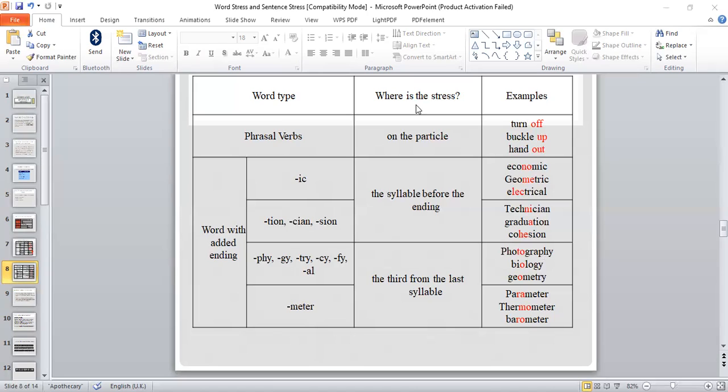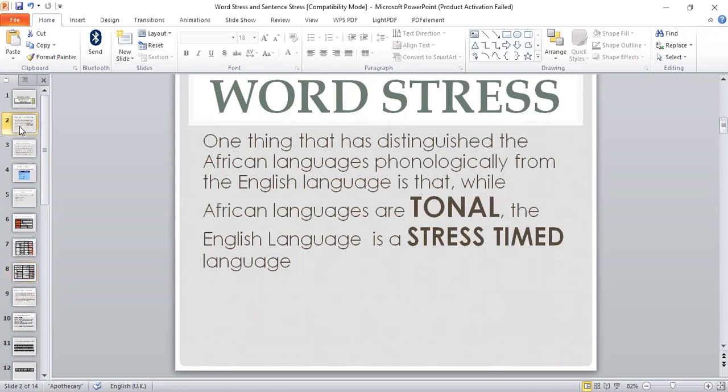So that is where we'll stop for today on word stress. In our next class, we'll continue from there and we'll move on to sentence stress. So because of our time, quickly, I'll rush back so that I can give us a revision of all we have discussed. We said that the English language is differentiated from African languages because African languages are tonal, but the English language is stress timed.